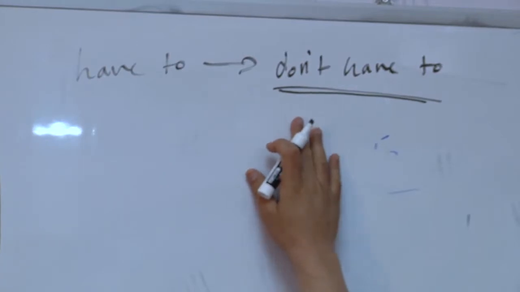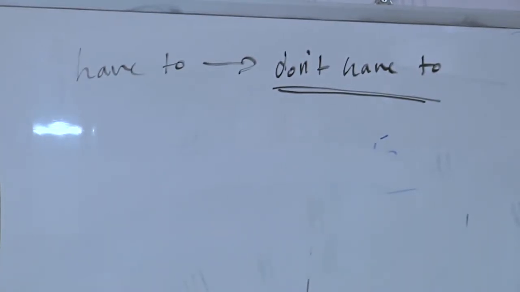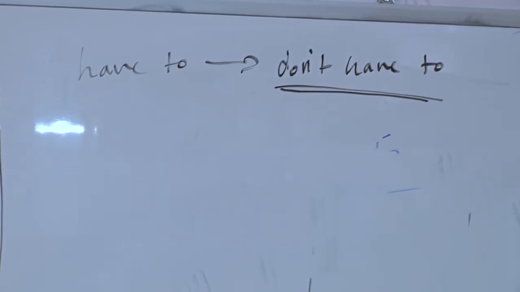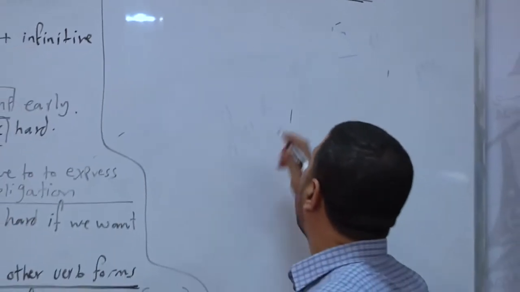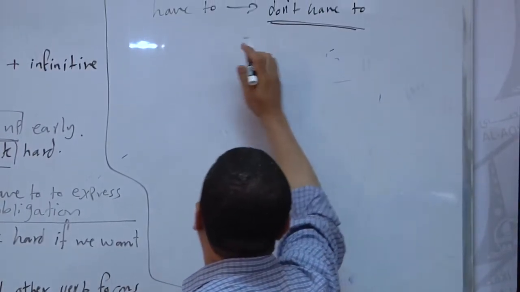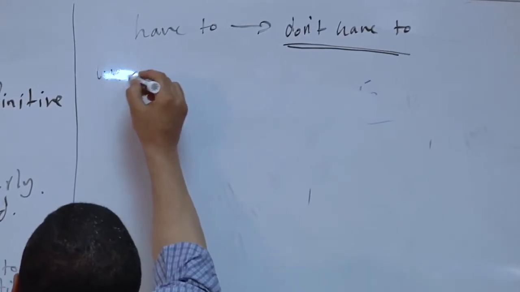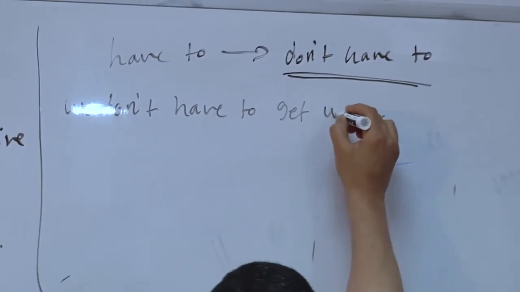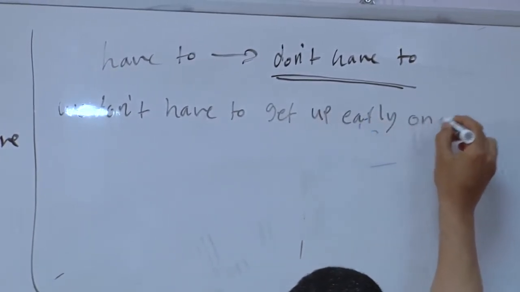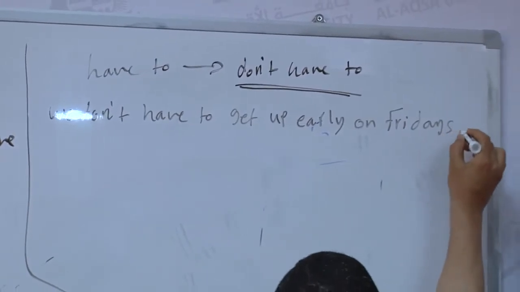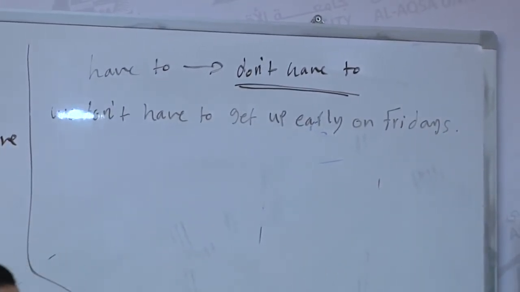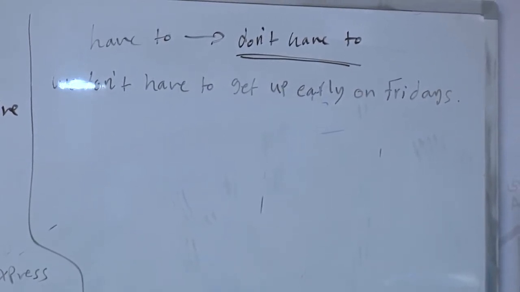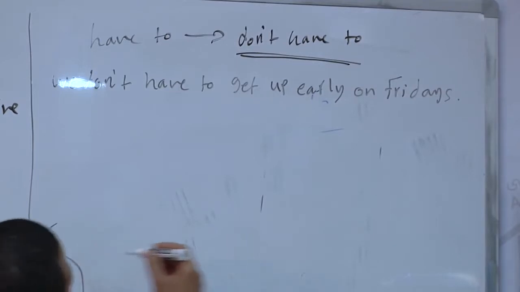I'm more concerned here with the form, and I'm going to talk about the meaning later on when we talk about have to and must and don't have to and mustn't. So have to, the negative is don't have to. We don't have to get up early on Fridays. It is not necessary. We are not obliged. There is no obligation. So it expresses the absence of obligation.